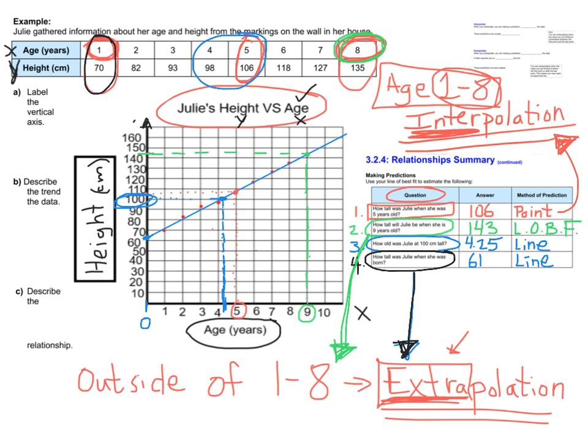Whereas question 1, how tall is she at 5 years old? We already have that. It's within the information, so it's interpolation. Same with question 3, actually. Question 3 is also interpolation. It's asking us what age was she when she was 100 centimeters tall, and that's inside of the data as well. She was around 4.25 years old.